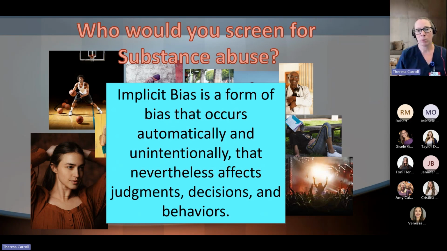Where it comes into play in terms of screening in particular, and a bit in terms of treatment, is that we want to make sure that we're doing our best to not leave our implicit bias unconscious. We want to raise it to the level of consciousness so we can recognize it, and figure out if that's helpful, or is it getting in the way of us providing good care for our patients.